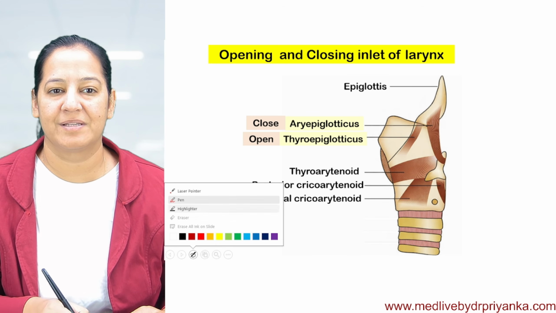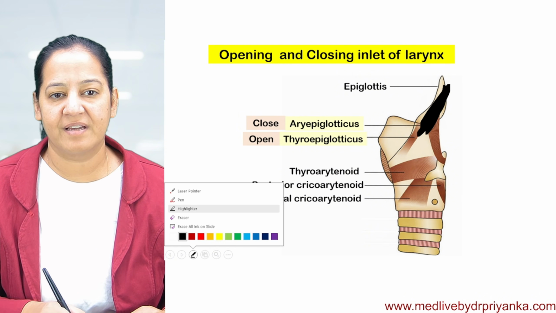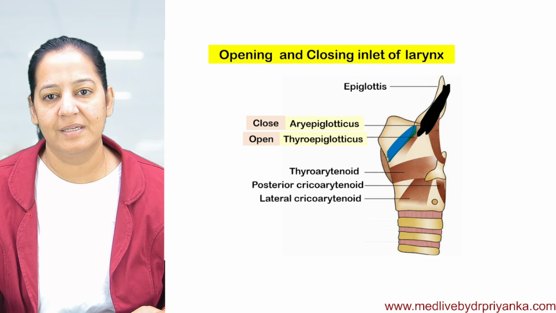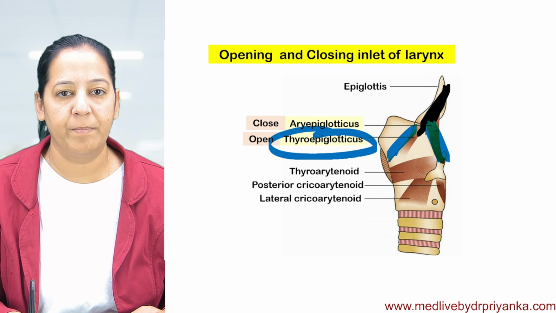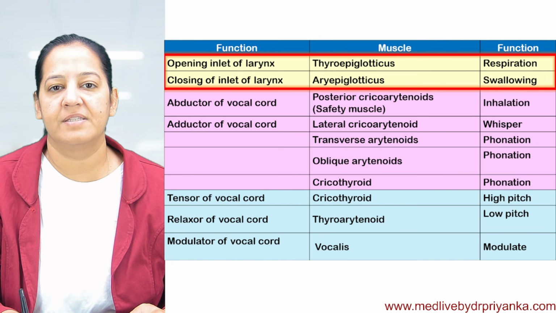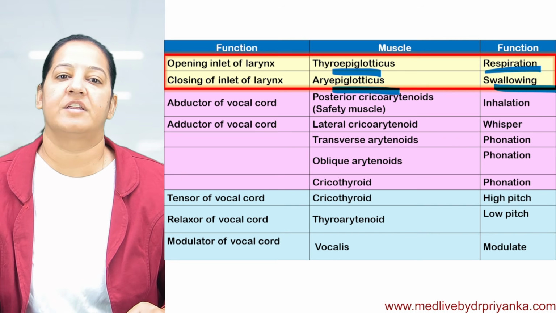You can see the 2 muscles over here. Both of them are connected to the epiglottis. The one which connects thyroid to epiglottis is the opener, and the one which connects arytenoid to epiglottis is the closer. So thyroepiglotticus and aryepiglotticus. Opening is required at the time of respiration. Closing is required at the time of swallowing.